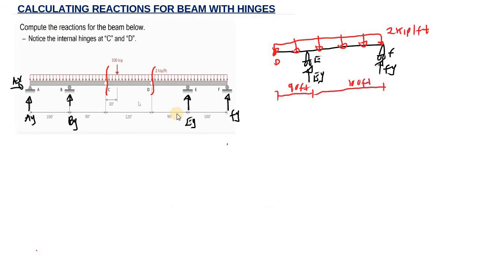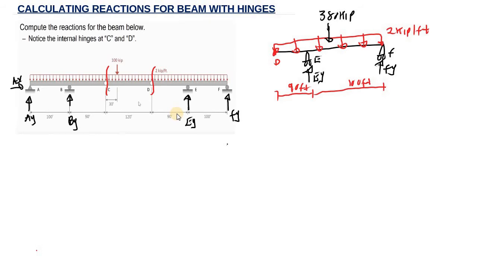So we need to resolve this distributed load of 2 kip per feet as a point load. We're going to take the area of the rectangle. So this is going to be 2 multiplied by 190, which gives us 380. So this is going to be 380 kip, and this is going to act at the middle of the rectangle.